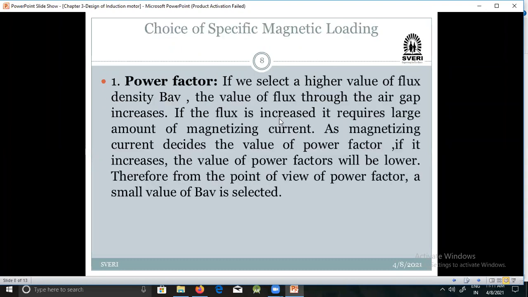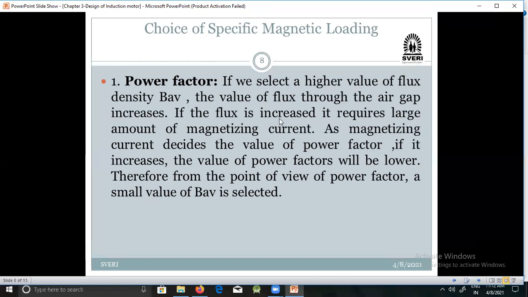Okay, now see, whenever we consider the specific magnetic loading, the first factor on which it depends, or the first factor we consider when choosing the specific magnetic loading, is the power factor. Now, by taking the reference of power factor, we have to see how we are going to select the value of flux density.